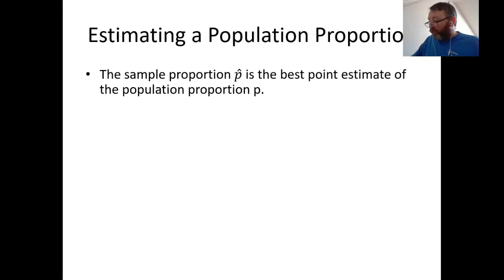The sample proportion, now this is a new symbol, this thing here, that's actually called P hat, because it's like P wearing a hat. So we actually call it P hat. It is the best point estimate of the population proportion P. So in other words, when we take a sample and we work out what fraction of the sample is in favor of something or likes something, then that particular statistic of the sample is the best point estimate we have for the parameter of the population.